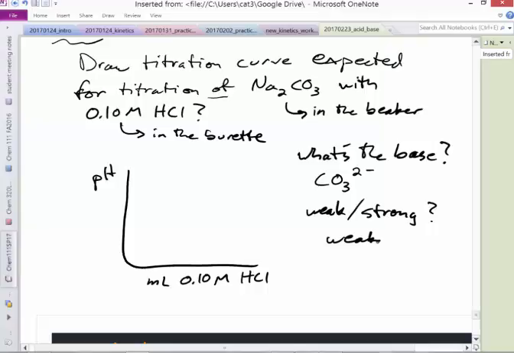Mono, di, tri basic, since it's a base. Someone had it. Well, how many protons could CO3 2- take on? So it's dibasic. pH will start somewhat high and go down as I add acid. There will be one equivalence point and two equivalence points. Equivalence point is again in the middle of the region of highest slope. I call it slopey. Big fan of adjectives. Made of adjectives and made of verbs.